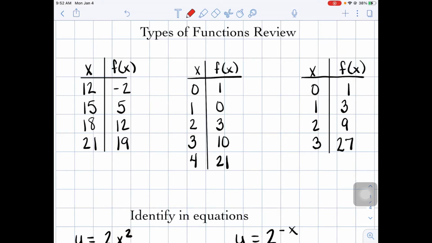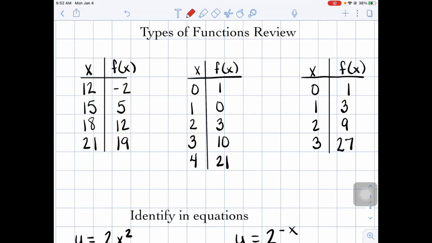We're going to do a quick overview of types of functions when we're looking at a table to tell whether or not they're linear, quadratic, or exponential. We're going into our exponential unit, so it's good to be able to look at a table and distinguish whether or not they're actually exponential. So the first thing we do, we're going to have 3 examples, and these are good for you to have.